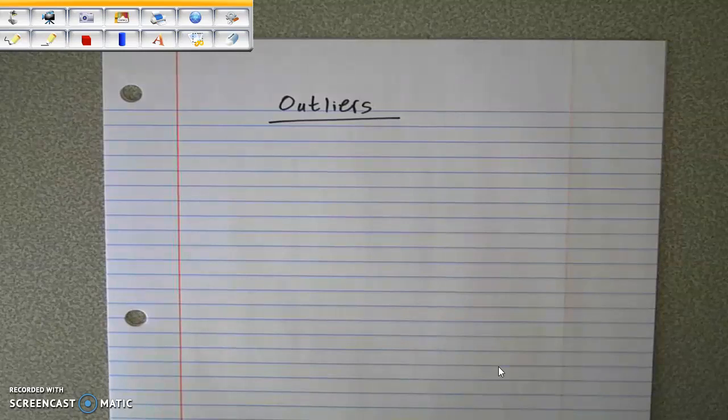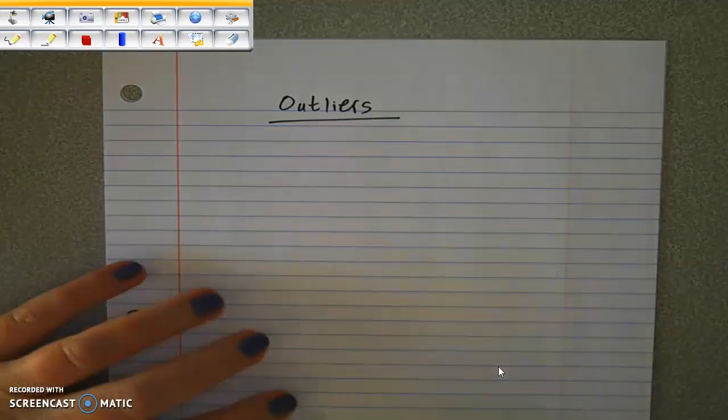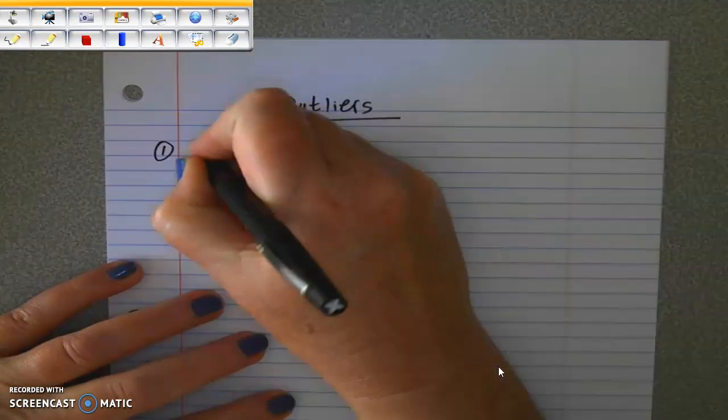You could also think of somebody who is much older than all the other people in the group. So their age, if you listed all the ages of all the people in the group, that person's age would pop out. Today we're going to look at two things. We're going to look at shoe size and we're going to look at running time for the mile. So here's the first problem.